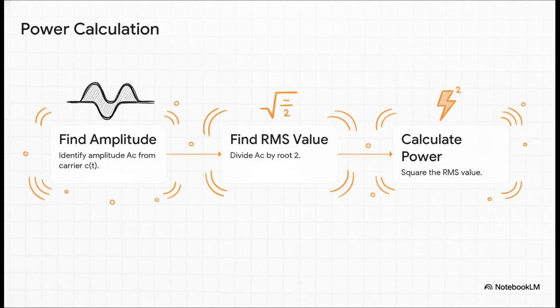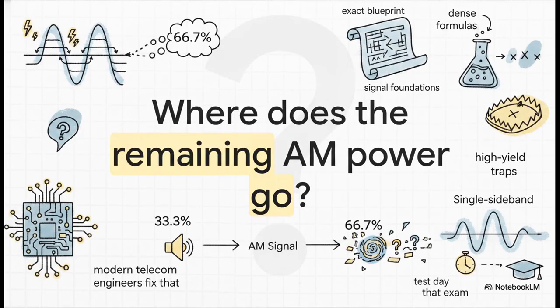Well, we've covered the exact blueprint, the signal foundations, the dense formulas, and those high-yield traps. But I want to leave you with one final thought to ponder as you continue your last-minute prep. If standard AM efficiency is permanently capped at a measly 33.3%, where exactly does the remaining 66.7% of your transmission power actually go? And more importantly, how do modern telecom engineers fix that massive inefficiency?